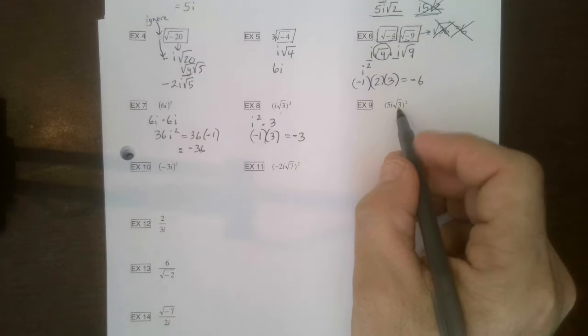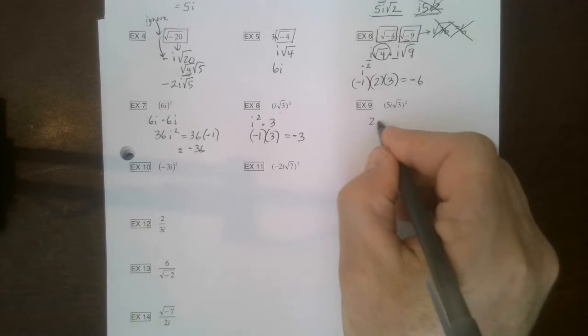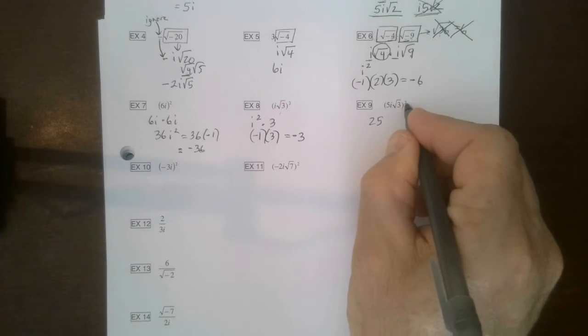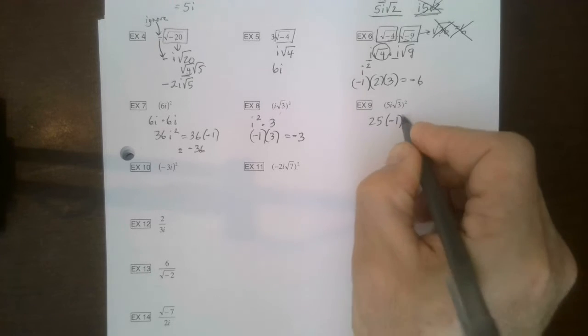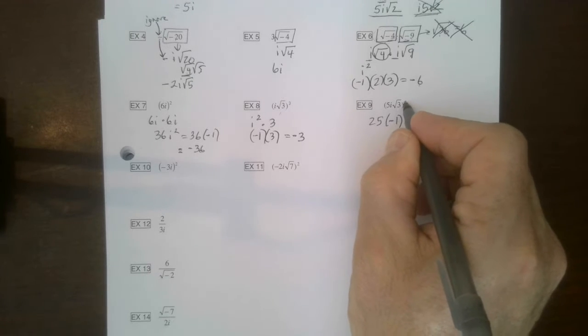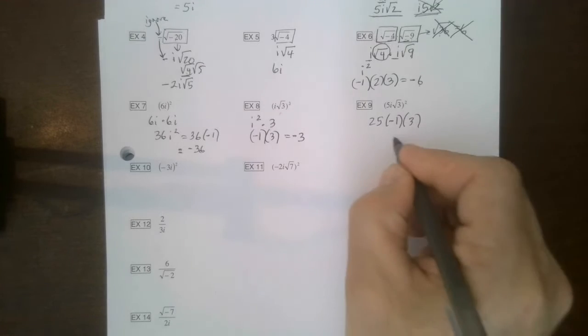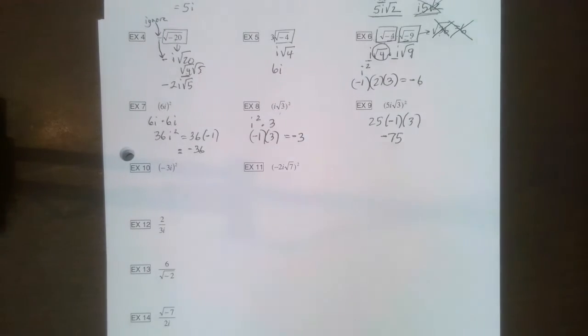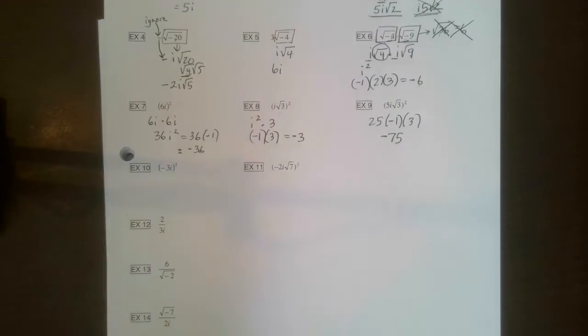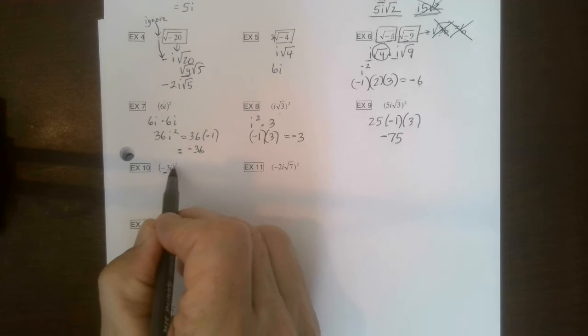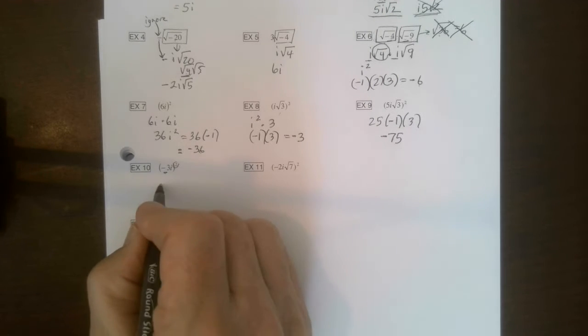How about this one? Again, mental math. 5 squared, 25. i squared, negative 1. Square root of 3 squared, the root flies off. What do you get? Negative 75. See, these aren't too bad. Now we've got a negative 3 times, well, itself, because it's squared, which is 9.